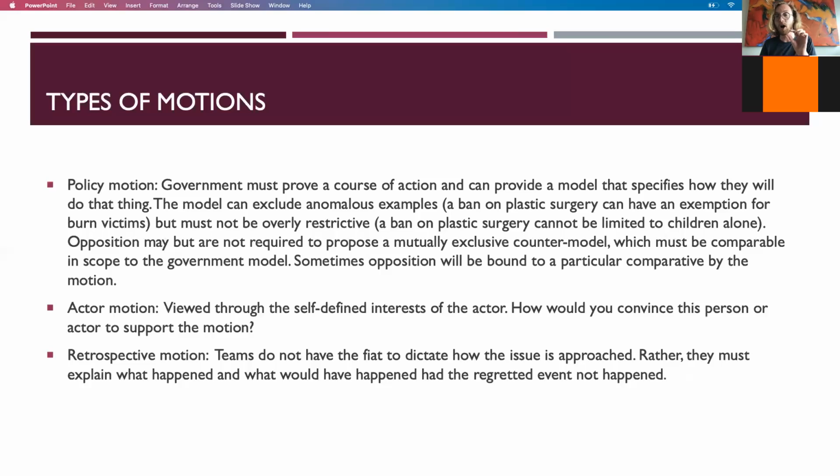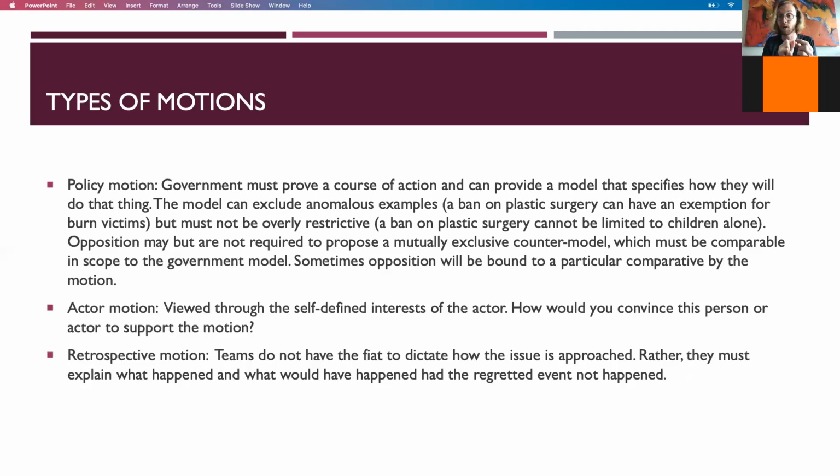Actors' motions are essentially a policy motion viewed through the self-defined interests of an actor. This house, as Vladimir Putin, would do X, Y, and Z. The way I like to think about actors' motions is how would you convince this person or this actor to support this motion? If you had a very open-minded Vladimir Putin with high-level reasoning skills sitting in front of you, who really wants to hear your thoughts on whether he should engage in X policy with his life, try and think out what arguments would be persuasive to this person, because it's all through the self-defined interests of that particular actor, rather than what you think is good for the world overall.